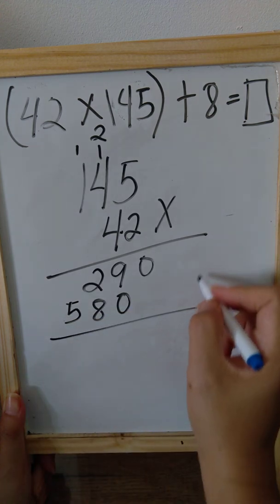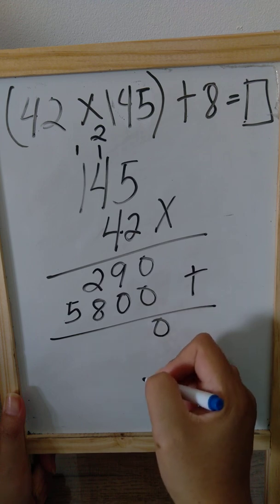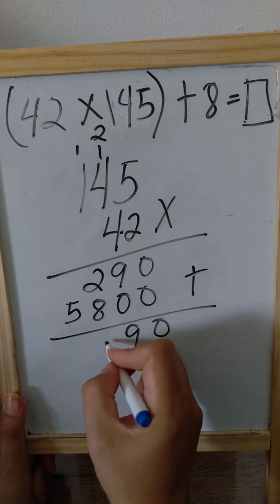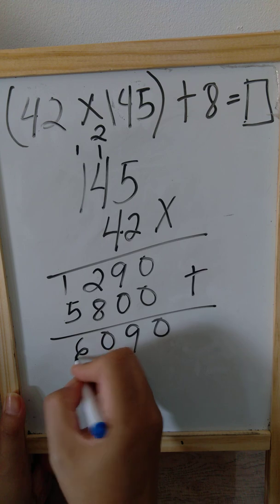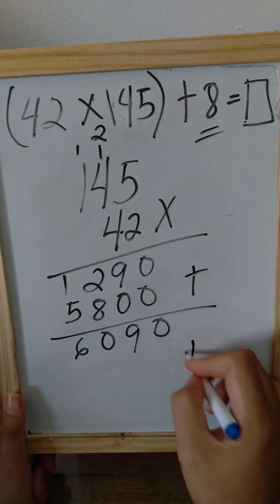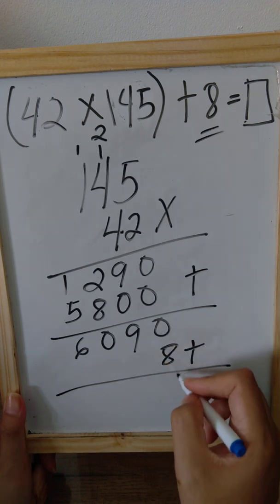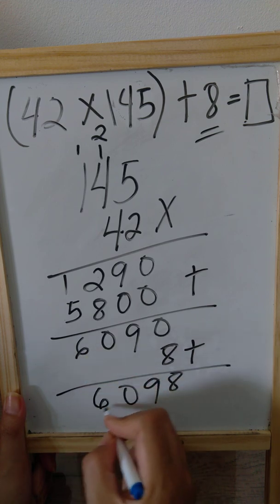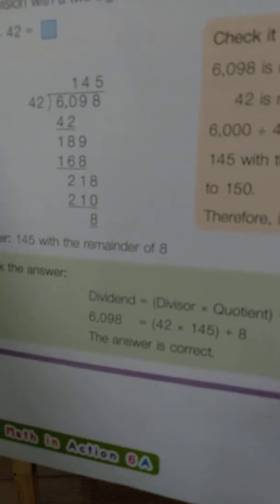Now we have to add this. 0 plus 0 is equal to 0. 9 plus 0 is equal to 9. 2 plus 8 is equal to 10. Carry 1 to 5. 1 plus 5 is equal to 6. Now we have to add our remainder. 0 plus 8 is equal to 8. Bring down 9, bring down 0, bring down 6. So the answer is 6,098, which is our dividend.